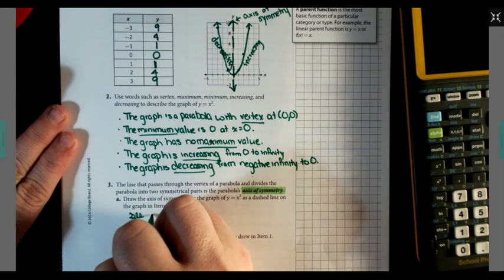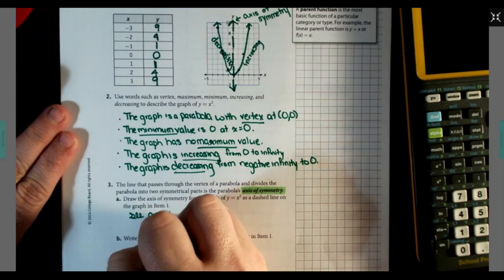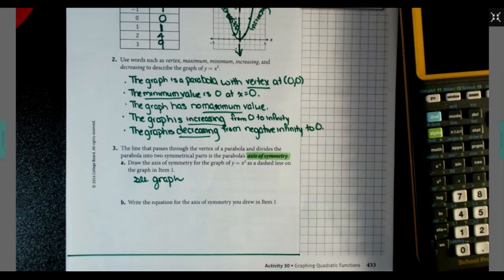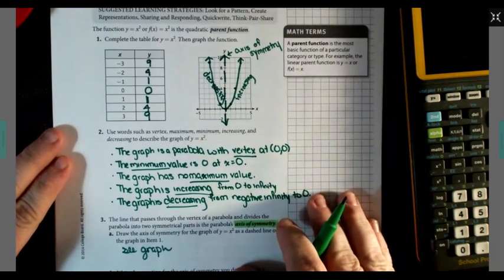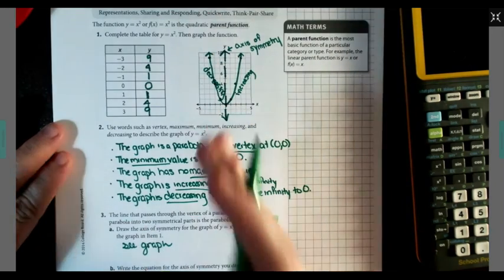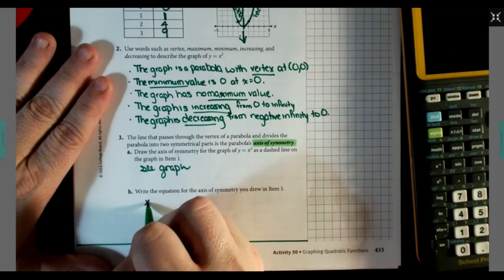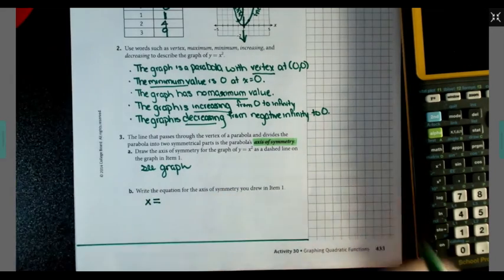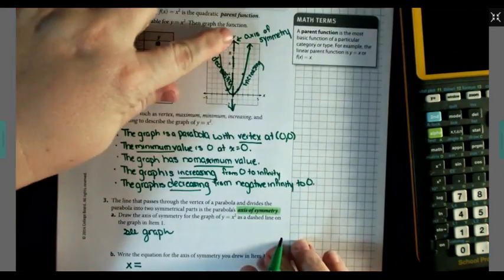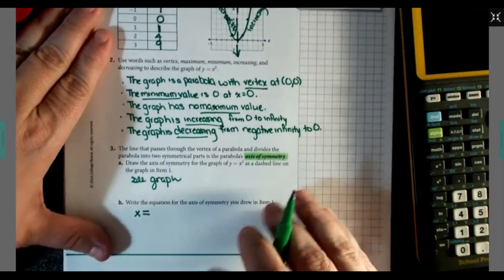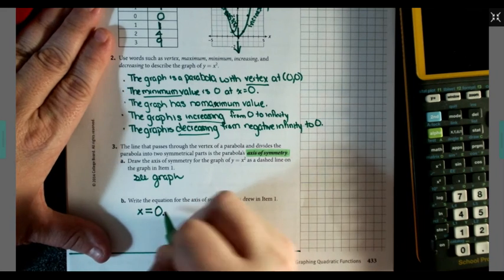Write the equation of the axis of symmetry you drew in item 1. Any line that is vertical, which means goes straight up and down, is of the form x equals. The question is what do all my x values equal on this line? They all equal 0.